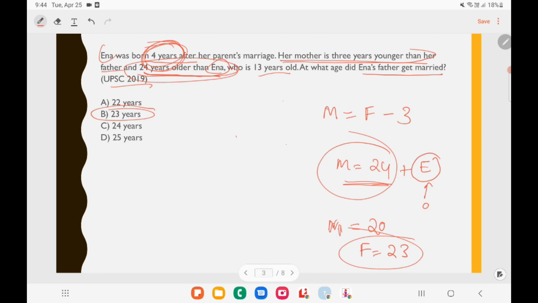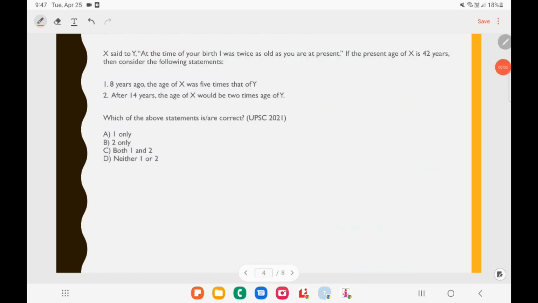Okay, so there are two methods. You can use either of these methods. So guys, let us take a different question. This is from UPSC 2021. This is actually a statement based question. You are given two statements and we need to check which of the statements is correct.